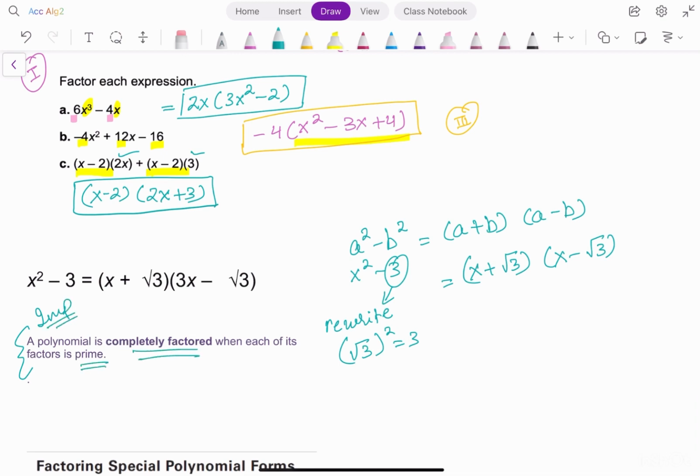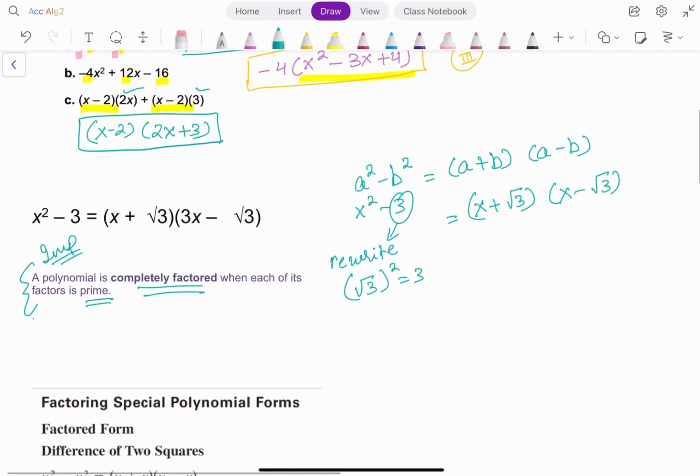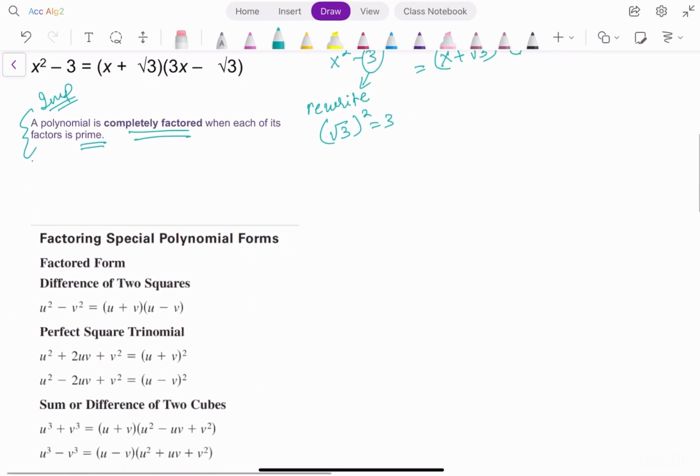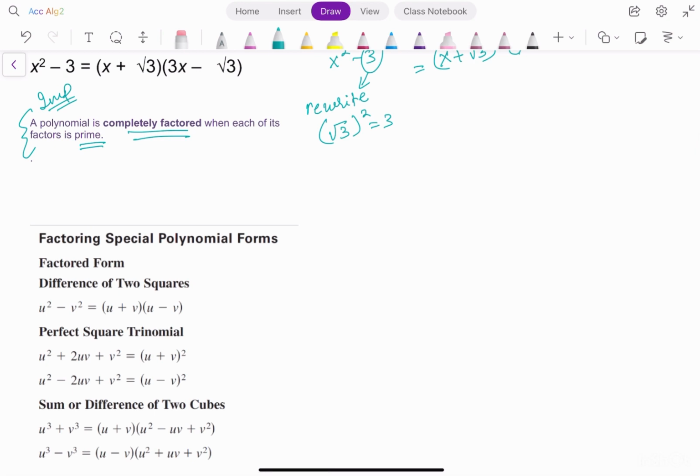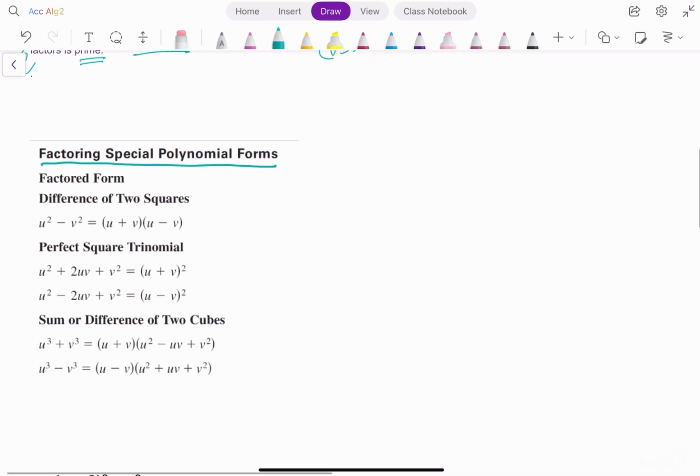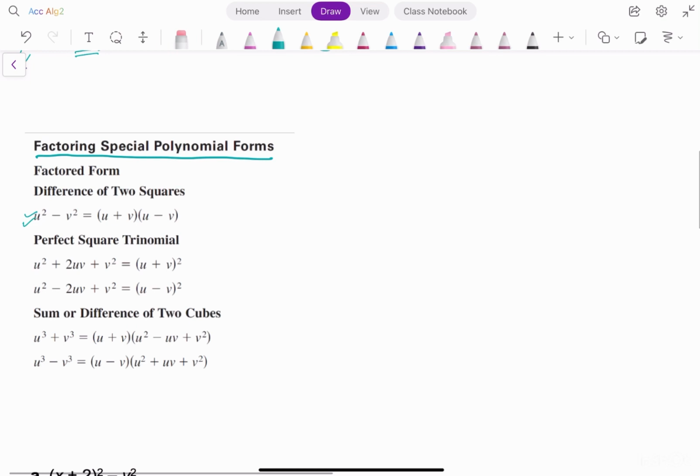Now, a polynomial is completely factored when each of its factors is prime. Now, what is a prime number? Remember, 0 and 1 are neither prime nor composite. Now, the second case, that means the special polynomials. We have discussed this in detail in the previous video. So we are talking about the difference of two squares, u squared minus v squared, what we have done earlier, and the perfect square trinomial, and the sum and the difference of cubes.